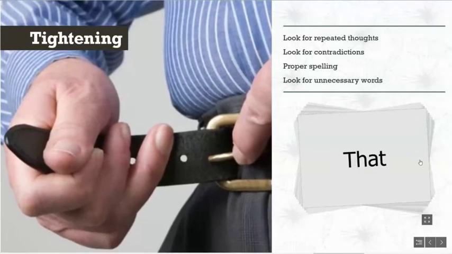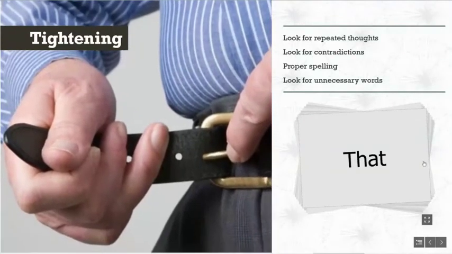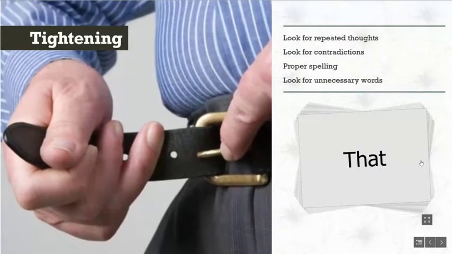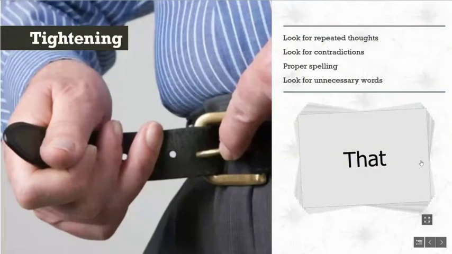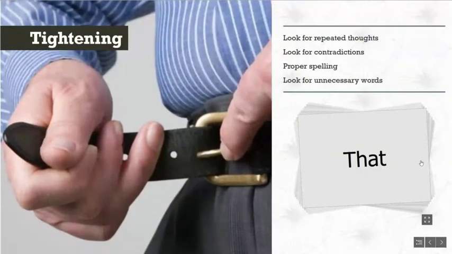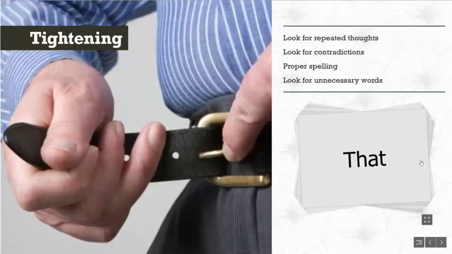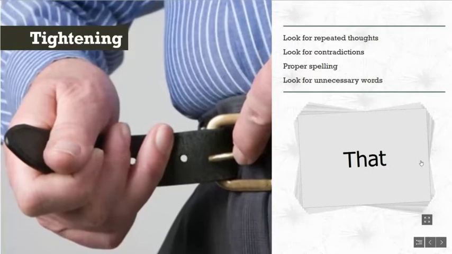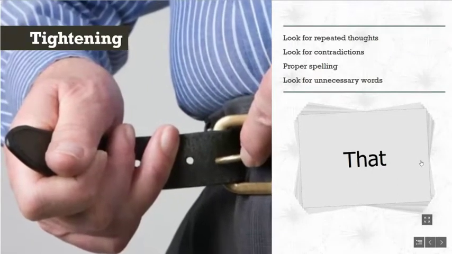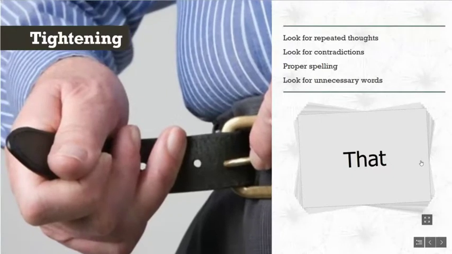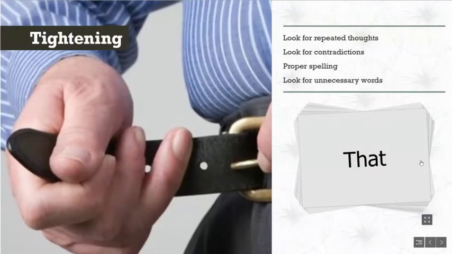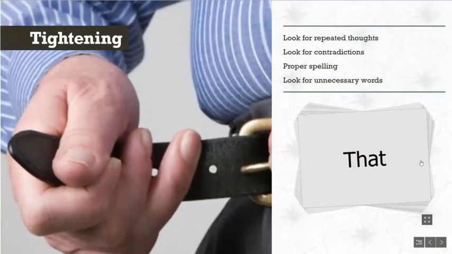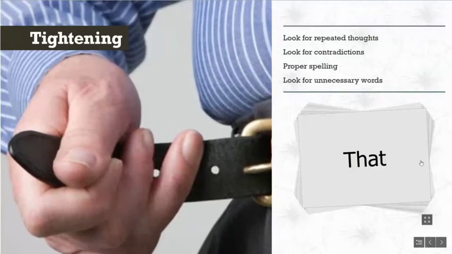Which is a good transition into this word, that. That is a word that can generally be removed from all writing. What I suggest is every time that you come across the word that, just take the word out and then read the sentence to see if it works without the word that. If it does, then just leave it gone. If it doesn't, put it back in. This word does serve a purpose, but it can be overused. It can be like an in your writing.